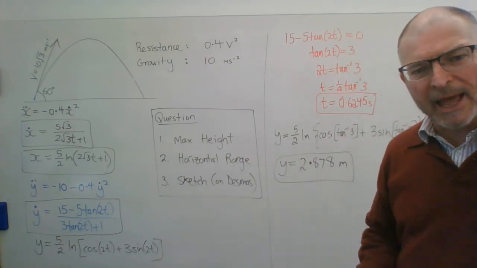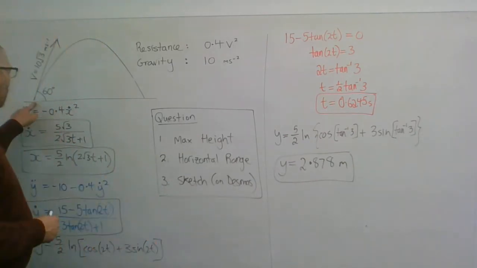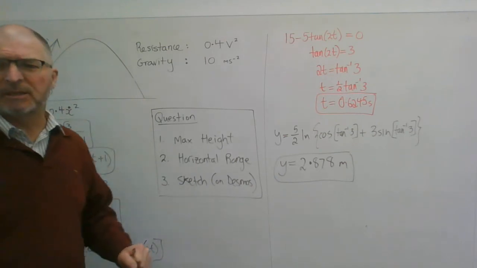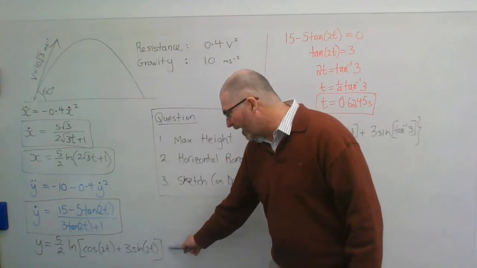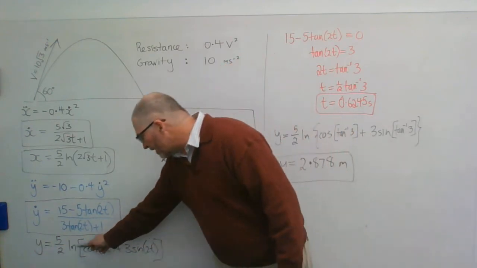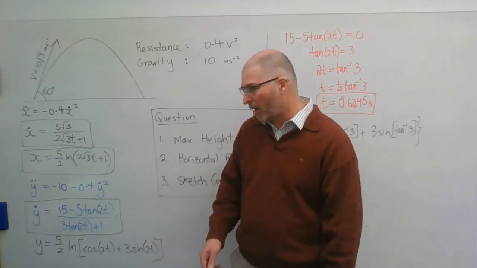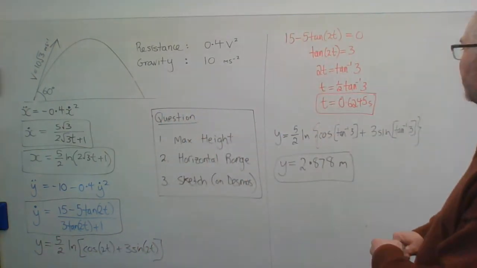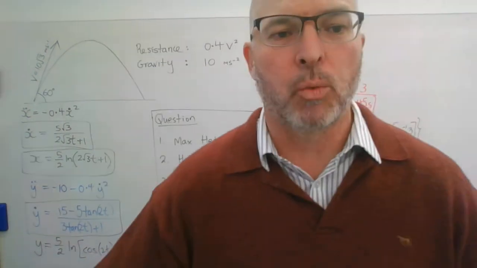For the horizontal range, the vertical is 0. It's 0 here vertically and 0 here vertically. So we need the vertical displacement to be 0. So I look at my vertical displacement equation and how that is ever going to be 0. Well, the natural log of this is 0. We know the natural log of 1 is 0. So the stuff in these square brackets here must equal 1. So basically, I need to solve cos 2t plus 3 sine 2t equals 1.